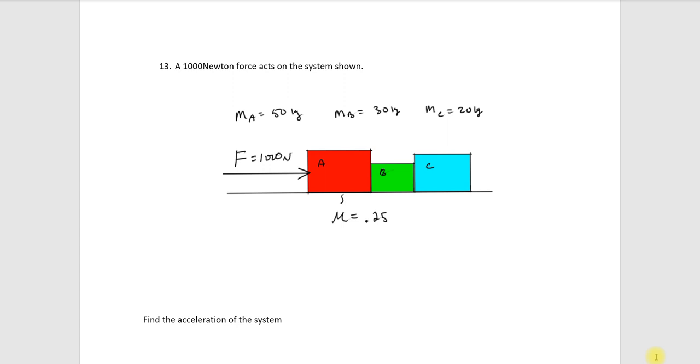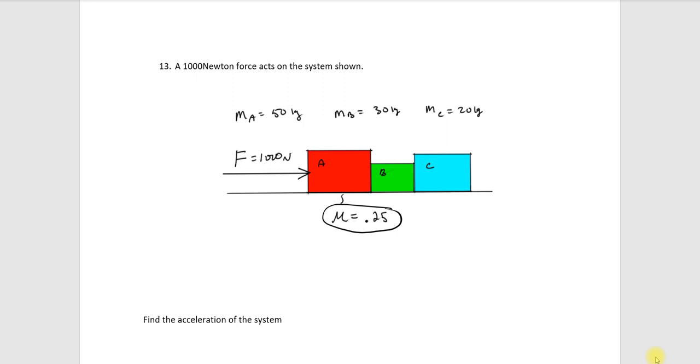So let's see, we have this 1,000 Newton force acting on the system shown. This system of basically boxes, I guess, A, B, and C. Now, a frictional coefficient of 0.25 is given. It's not really clear whether that's static or kinetic, but we'll talk about this in a little bit. I assume that's a kinetic coefficient of friction. And part A says to find the acceleration of the system.